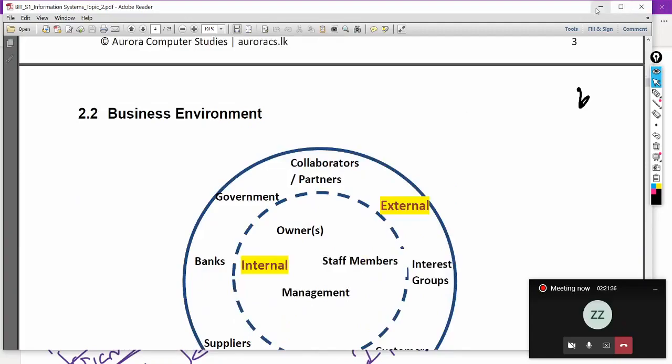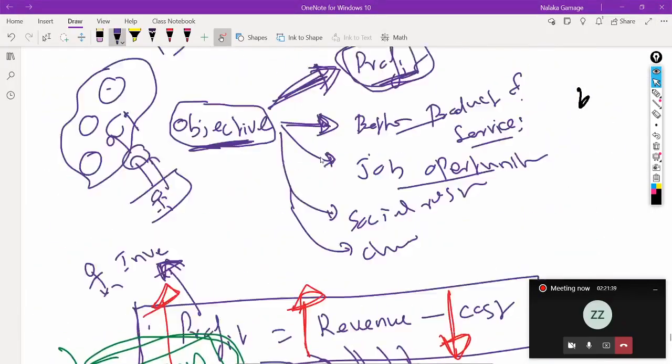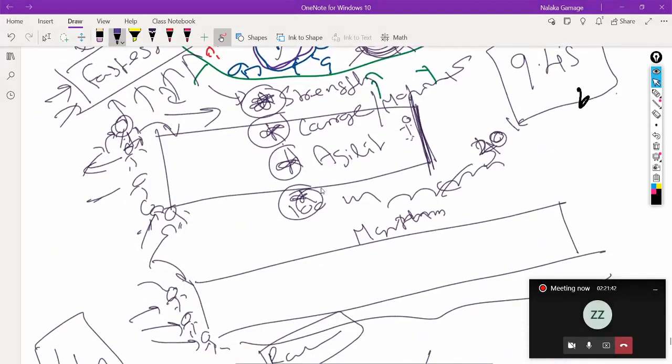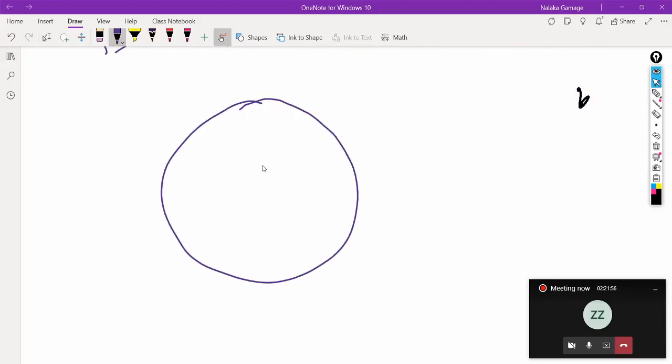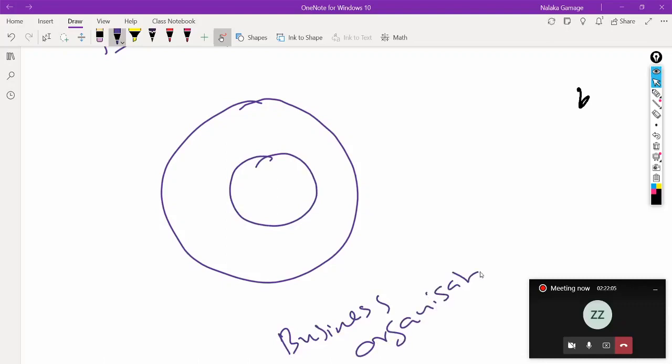So now we have discussed the business environment in general. But if you take a business organization, we can look at it in a different way. We are going to subdivide it into two: the internal environment and the external environment. Those who have done business studies should know this. That is another way of subdividing to understand certain things.